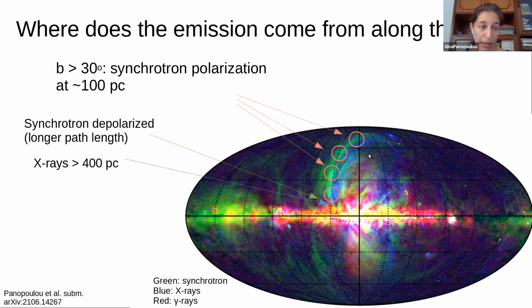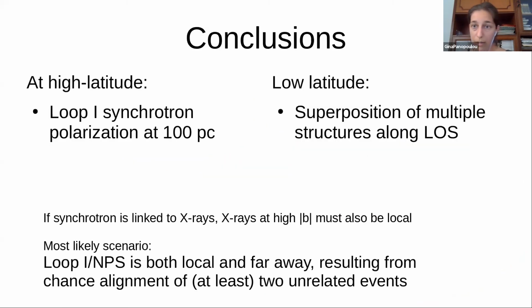So that's where I'll leave it. And here are my conclusions. By using this joint analysis of stars, their polarization and the synchrotron, we can find where the synchrotron is along the line of sight. And from morphological correlations, we can sort of say something about the X-rays as well. I'll leave it at that and stop sharing my screen.